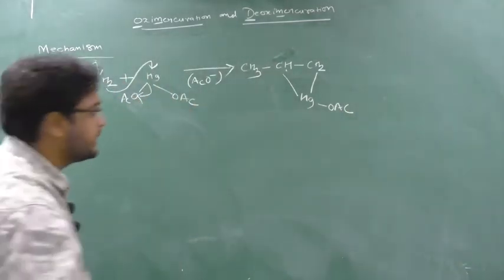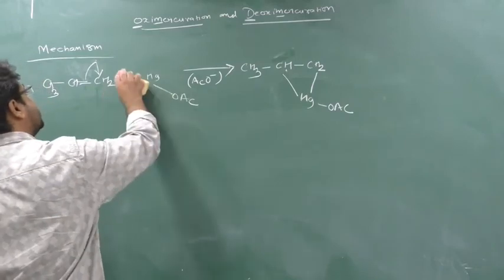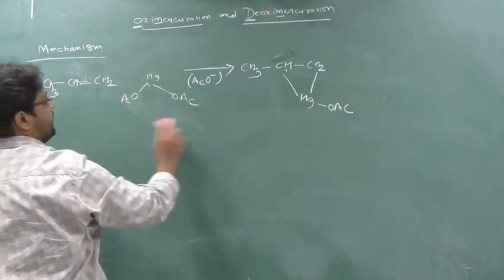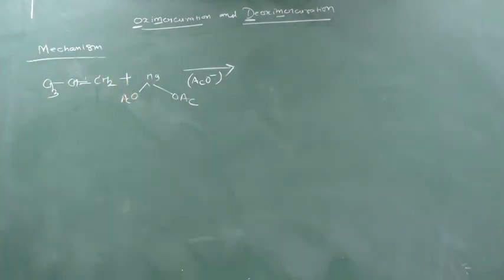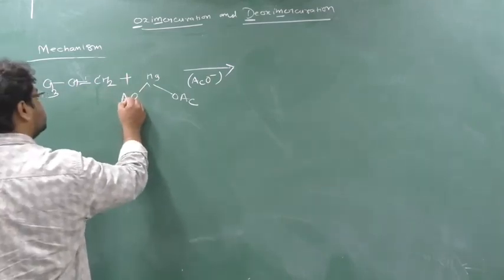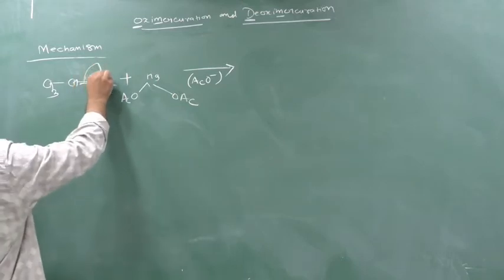Once more I will say, I know you are not understanding. See here, first you understand one thing, that Hg is having maximum number of electrons because it is a higher metal. Now what happens, see here. Hg is having maximum number of electrons. Now this bond will cleave in this way.